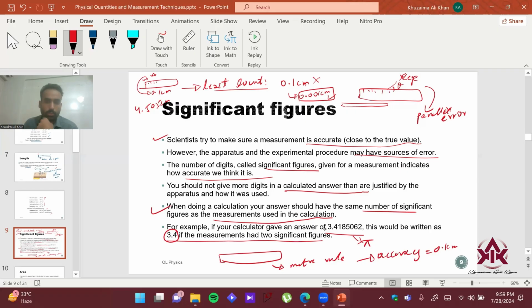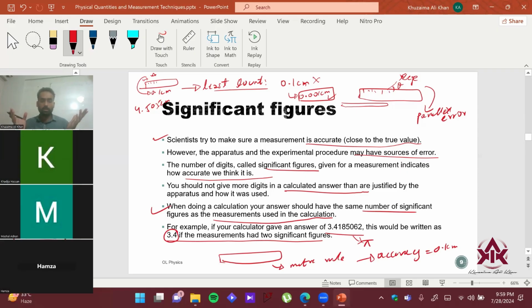It cannot be 3.42 because that is not the accuracy of the instrument. You cannot give that much accuracy. If you write your answer as 3.42, how can you prove your scale can measure up to that? If your scale accuracy is 0.01 centimeter, so that the minimum it can count is up to 2 decimal places, then you can go up to 3 significant figures. Your answer can be 3.4.